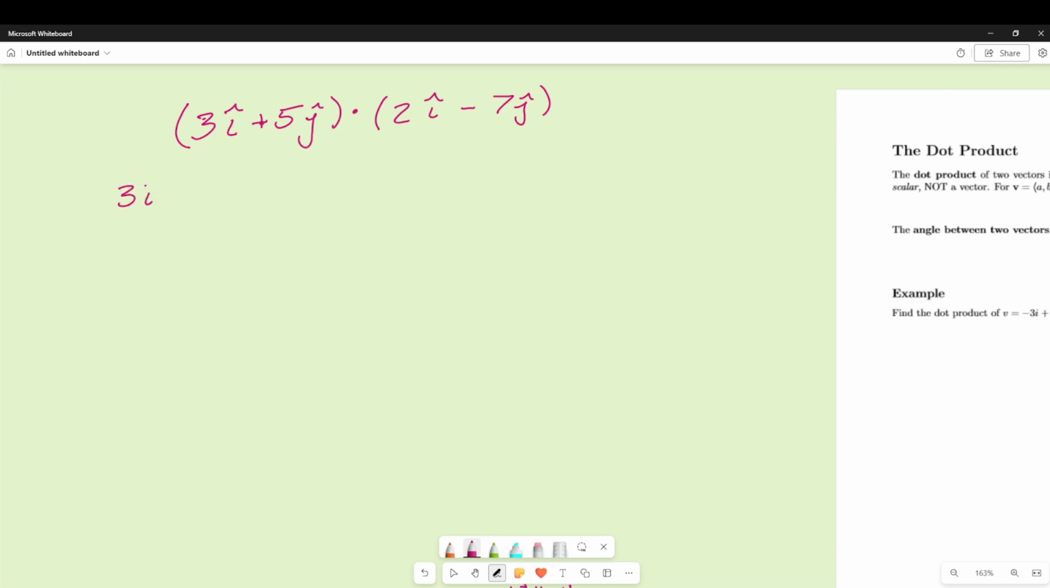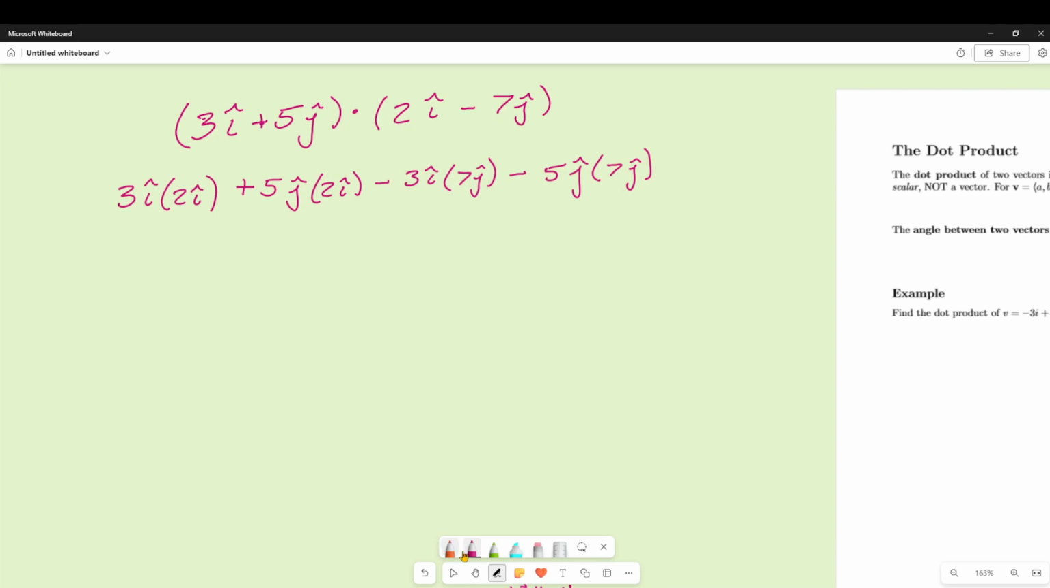So we'd have the 3i multiplied by this 2i, plus the inners, say 5j multiplied by 2i, and then the outers, so I'm going to take that negative, so 3i multiplied by 7j. And then the last one's still positive times a negative. I'm going to keep that negative here: 5j times 7j. And that's essentially still true for finding a dot product.